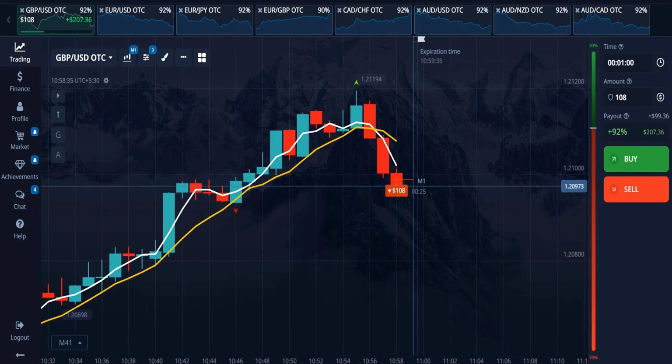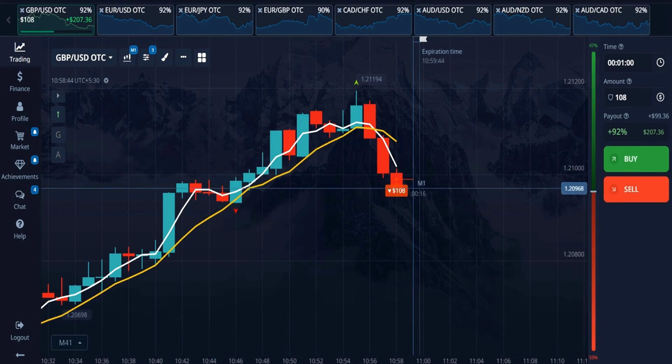The Fractal Indicator gave a sell signal before the crossover, adding to our confirmation. Lastly, there was no support level nearby, meaning the price had room to drop further. Everything looked great for this trade.